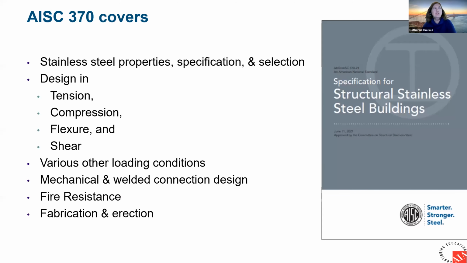It focuses on the common design issues that most structural engineers face as they use stainless steel. The properties, specification, selection, and how they differ from carbon steel: tension, compression, flexure, shear, various loading conditions, mechanical and welded design, fire resistance, fabrication, and erection.